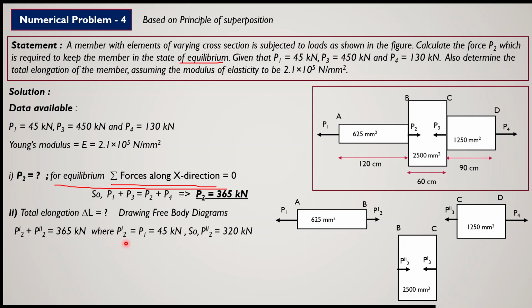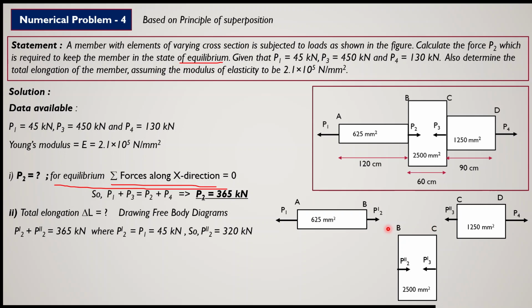Now, I have told you this AB member is in equilibrium. It can be in equilibrium only when P1 is equal to P2 dash. So P2 dash is equal to P1, which is equal to 45. From where did this 45 come? Because P1 is 45. So it is very clear that P2 dash plus P2 double dash is 365, and from this calculation you are able to find that P2 double dash is equal to 320 kilonewton.